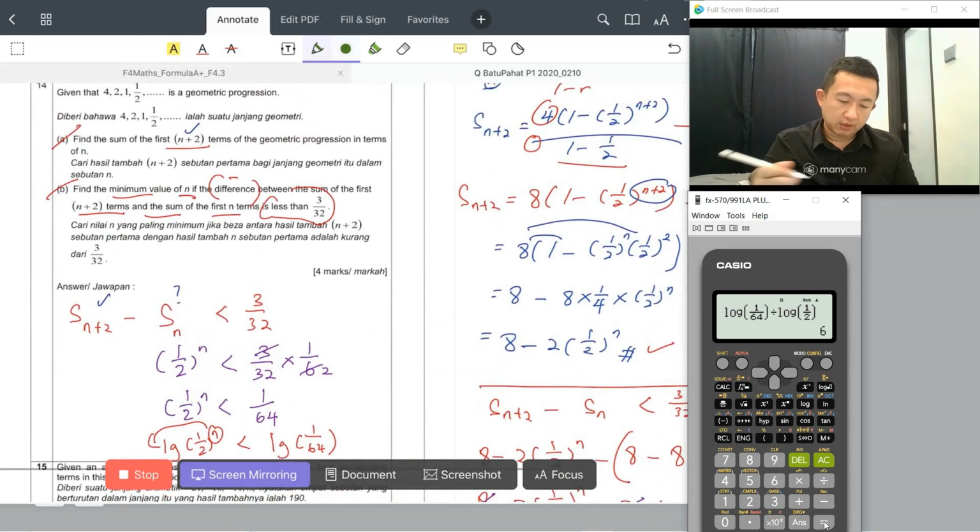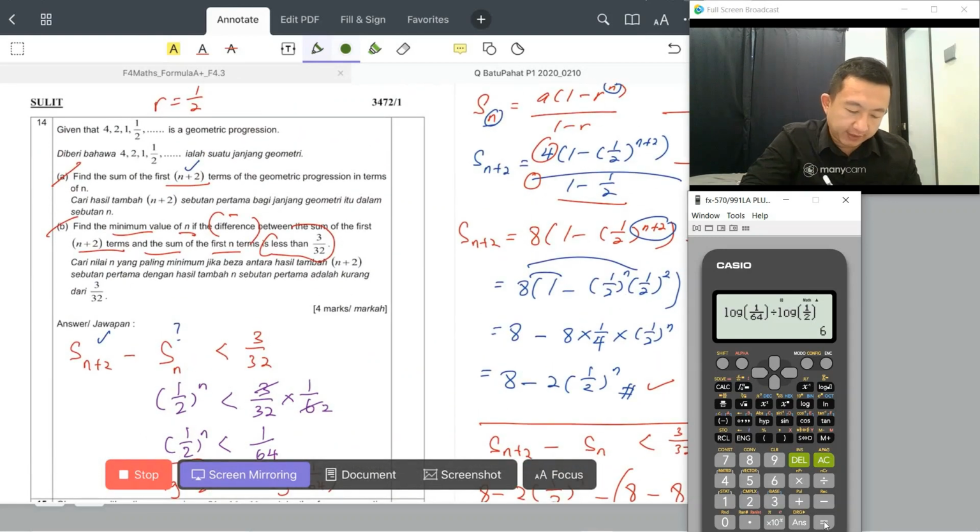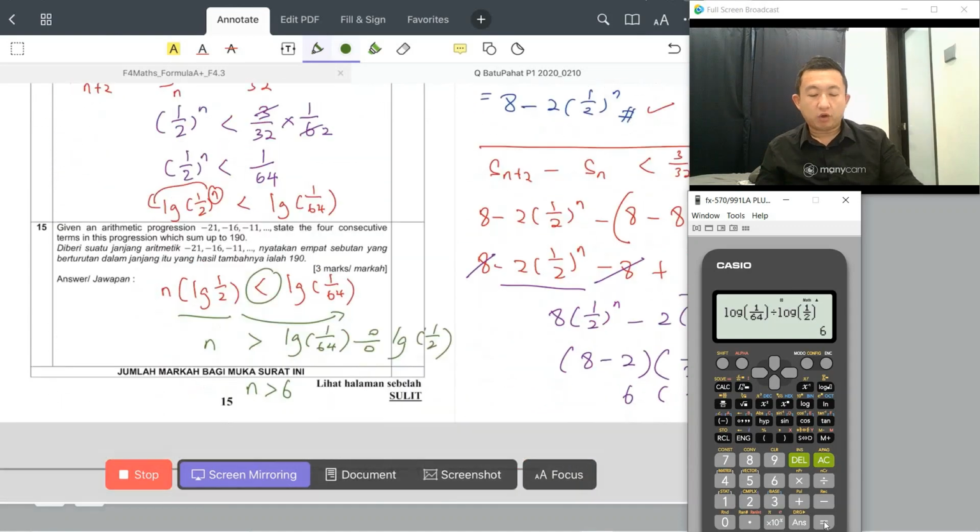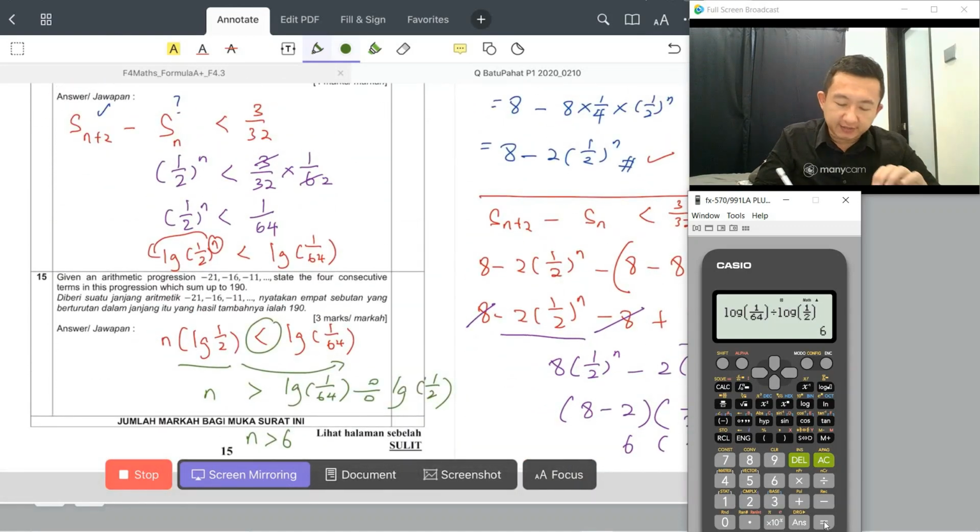What do we do? We look at here. Find the minimum value of n. The minimum value of n must be bigger than 6, and n's minimum equals 7. Okay, the minimum value for n must be 7. And that is for 14. Okay, now we look at 15.